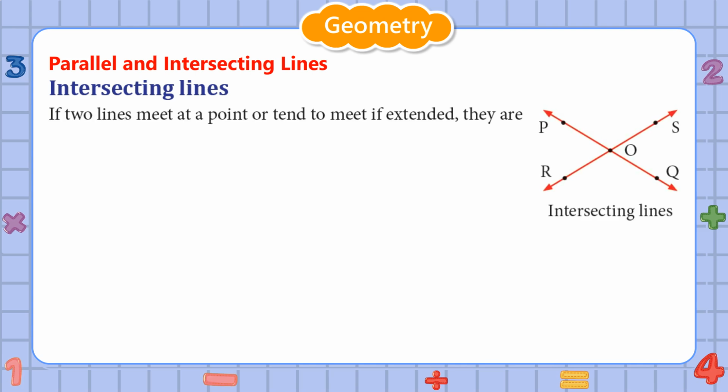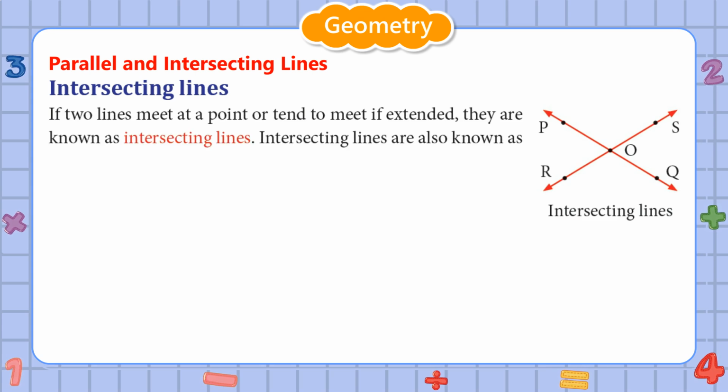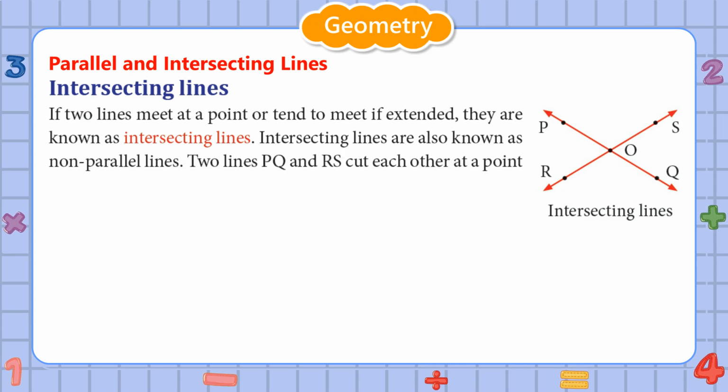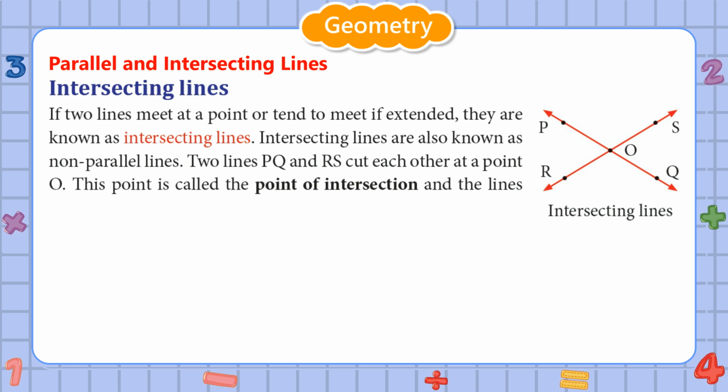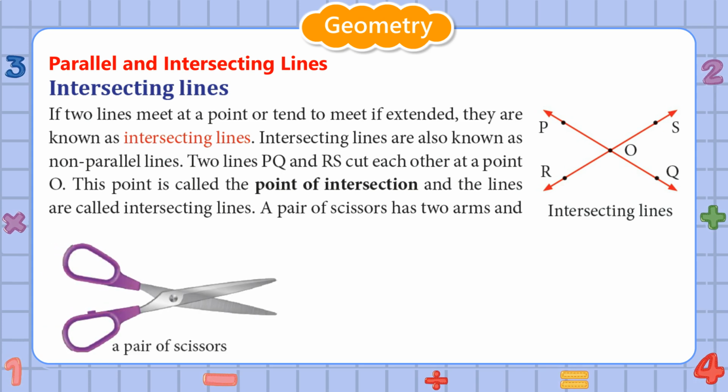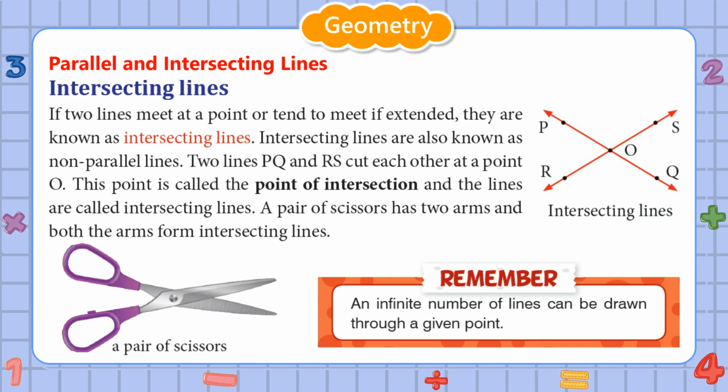Intersecting lines. If 2 lines meet at a point or tend to meet if extended, they are known as intersecting lines. Intersecting lines are also known as non-parallel lines. 2 lines PQ and RS cut each other at a point O. This point is called the point of intersection, and the lines are called intersecting lines. A pair of scissors has 2 arms, and both the arms form intersecting lines. Remember, an infinite number of lines can be drawn through a given point.